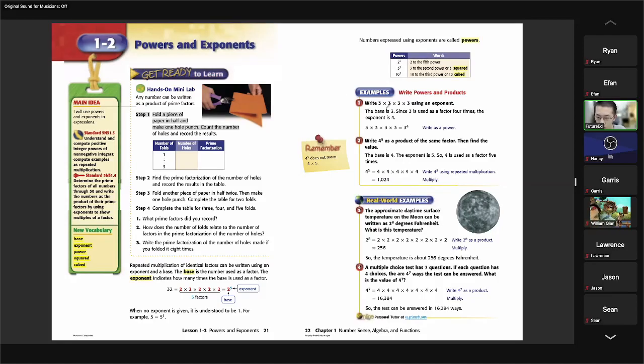So let's look at one of these examples. If you have this long statement, 3 times 3 times 3 times 3, how are we going to write this as an exponent? Do I have any volunteers? Okay, Ryan? 3 to the power of 4. 3 to the power of 4.